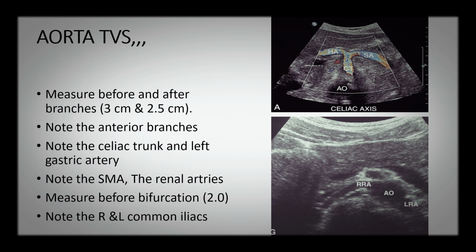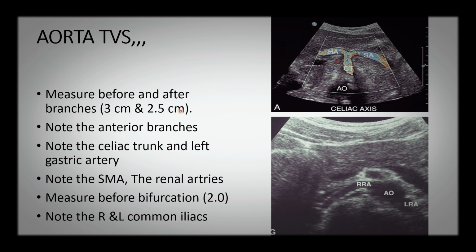So, measurements. Before giving out these anterior branches, it measures 3 centimeters or less. After giving out these anterior branches, it measures 2.5 centimeters, whereas immediately before it bifurcates into the common iliac arteries, it measures around 2.0 centimeters.